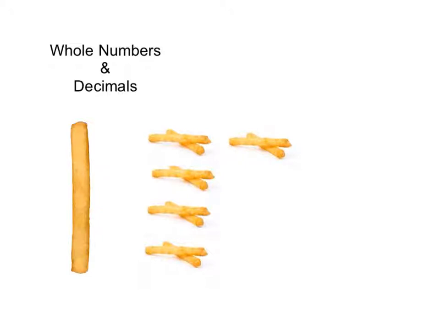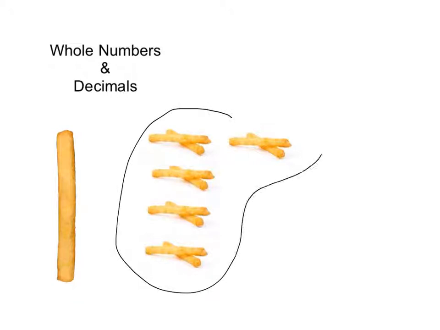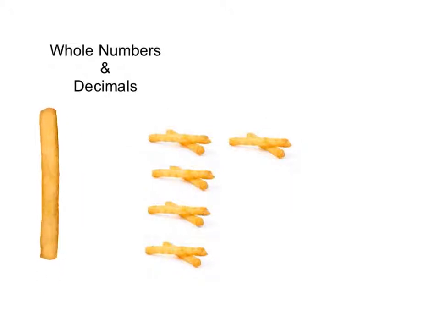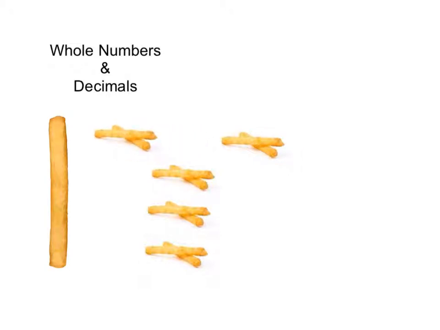But the funny thing about decimals is that when you make them by taking a whole number and cutting it into bits, you always have to cut it into bits in groups of 10. So right here we have 1, 2, 3, 4, 5, 6, 7, 8, 9, 10 itty bits that have been cut from the whole number 1. Now, we have cut this whole French fry right here into its 10 tiny little bits.